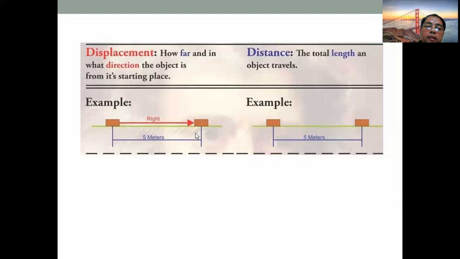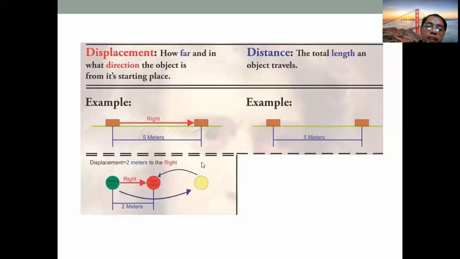Now, however, you decided to push back the object to the left. After moving it to the right, you decided to move it back 3 meters left. Now, how far is the object from where it started? So, 5 going right, 3 going left. So it has 2 meters remaining to the right. So the new displacement of the object is that it is now located 2 meters to the right.